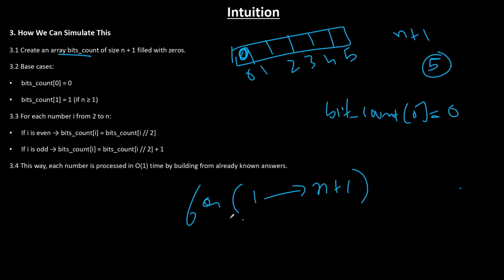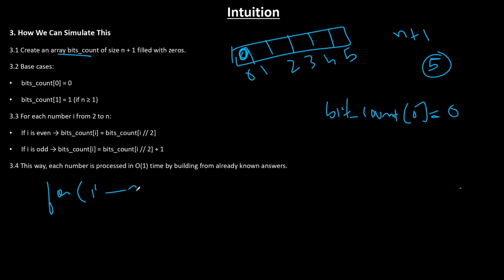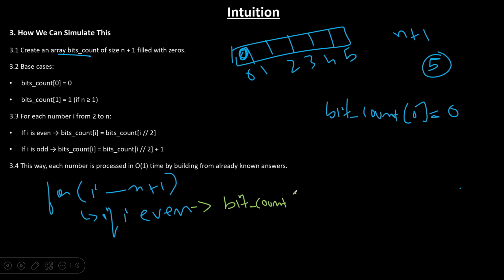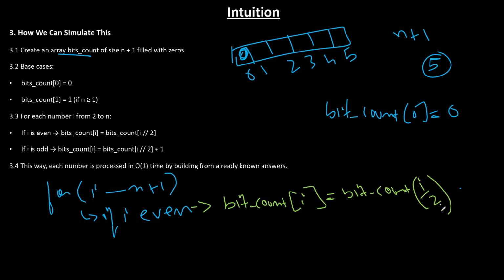So when we do that, we check if it is even, right? If the i is even, what will we do? Let me write it properly. So the for loop will go from 1 to n plus 1, and we will check if i is even, then it is just bit count of i by 2. Suppose i is 1 right now. We need the number of ones for the particular i, so bit count of i by 2. That's all.